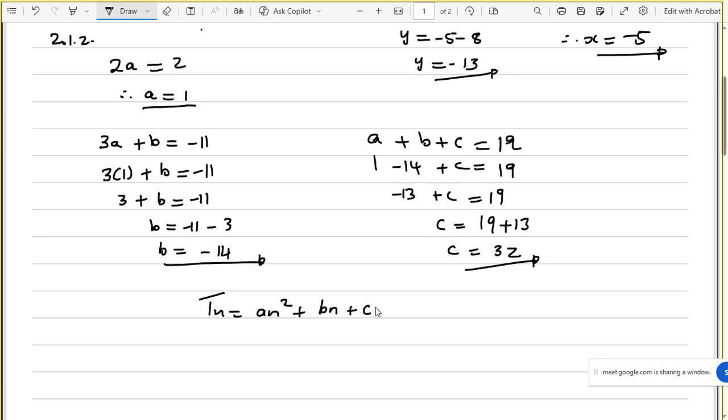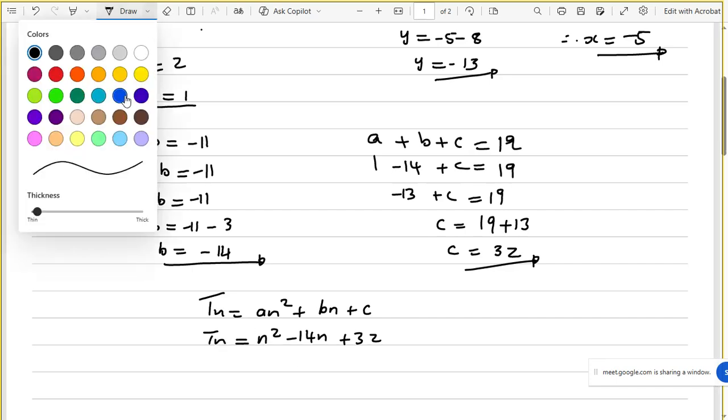Bn plus C. Therefore, where there's A, it's 1, so this is just n squared. And then where there's B, minus 14n plus 32. That's your Tn. You are done. You'll definitely get the marks.